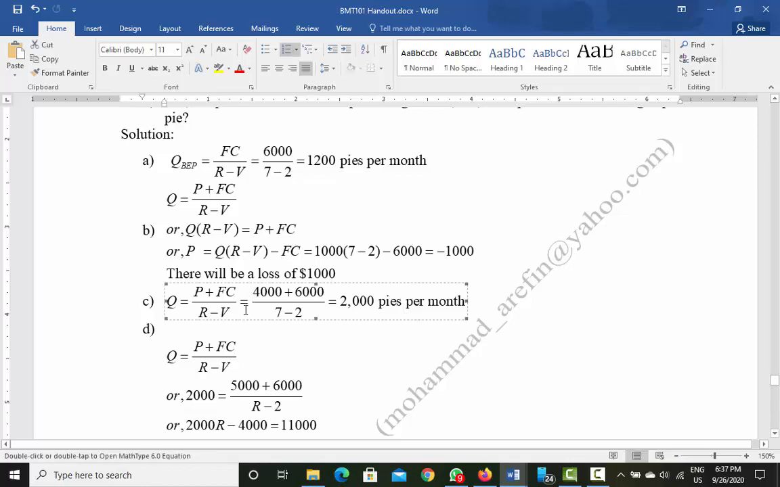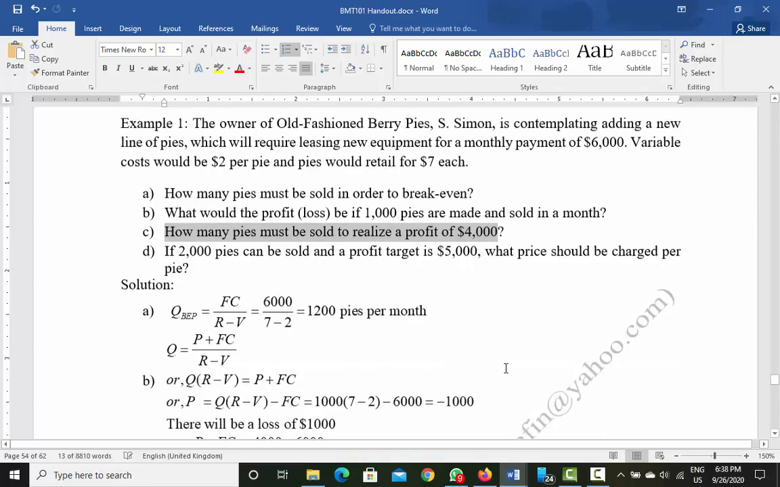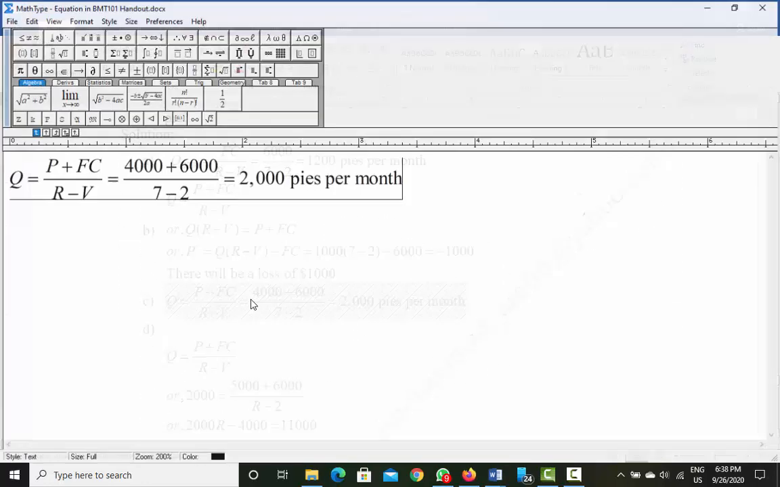Now the next one, part C. How many pies must be sold to realize a profit of $4,000? So that means profit P is equal to $4,000. The question is asking how many pies must be sold. That means we need to find out the value of Q when the value of P, that is profit, is $4,000.